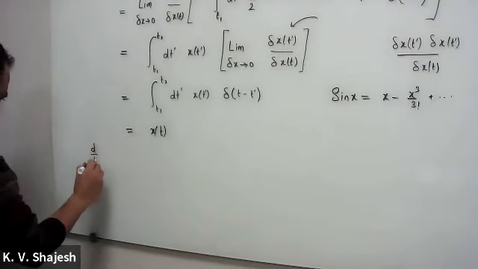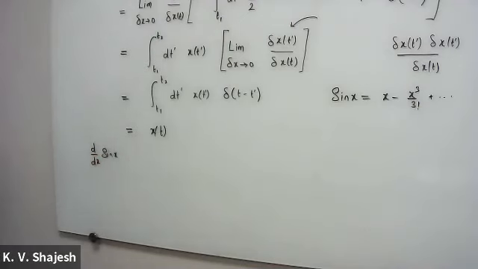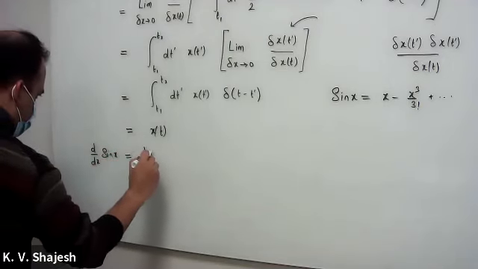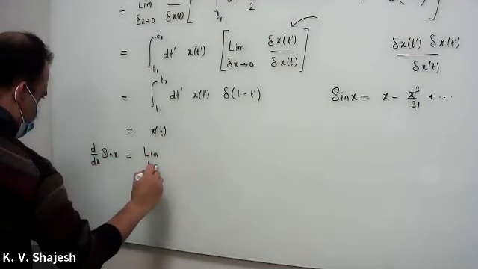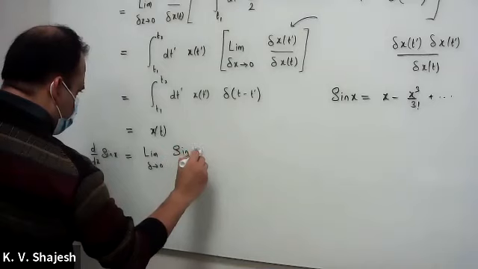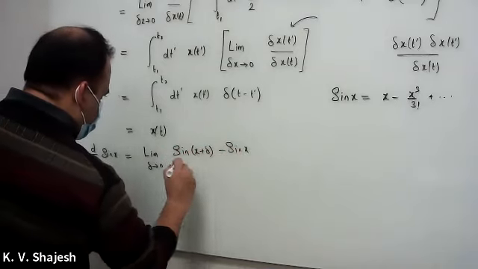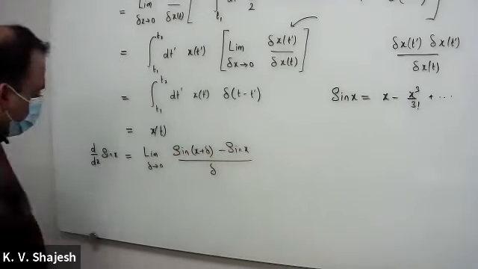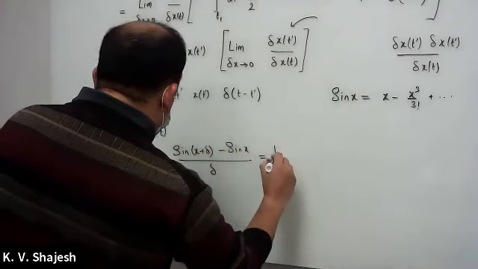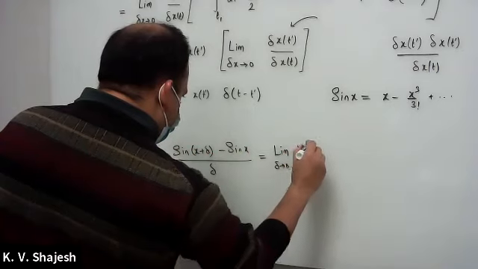Derivative of sine of x, the standard derivative, like classical calculus, right? How you would do this is take the limit as delta tends to 0 of sine of x plus delta minus sine of x, divided by delta, right? And that's equal to the limit as delta tends to 0 of 1 over delta.